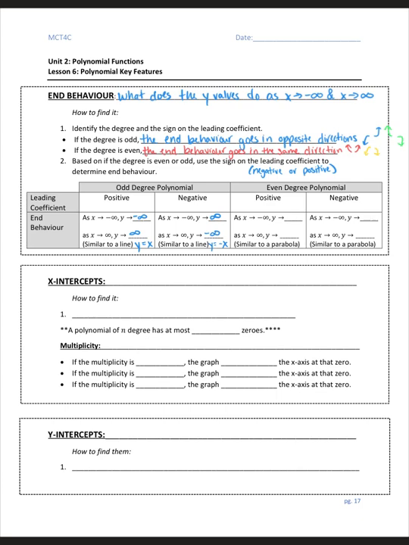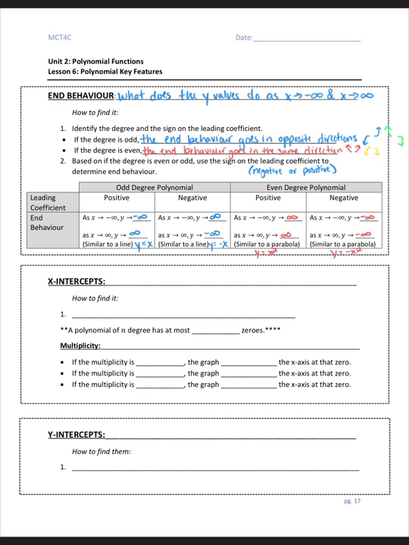If we look at even degree polynomials, when those are positive, both endpoints are positive. So y is approaching positive infinity on both endpoints, and that would be similar to our parabola that's positive, like y equals x squared. When our leading coefficient is negative, then both of our endpoints are approaching negative infinity or pointing down, which is similar to a y equals negative x squared parabola, where the parabola points down.